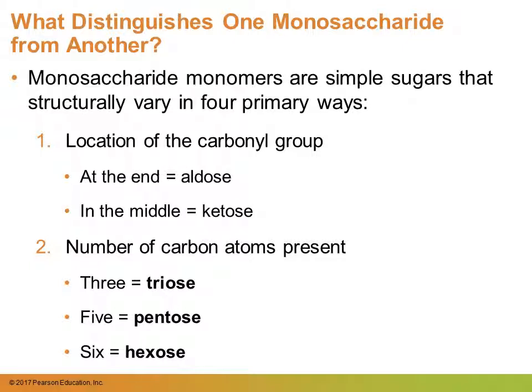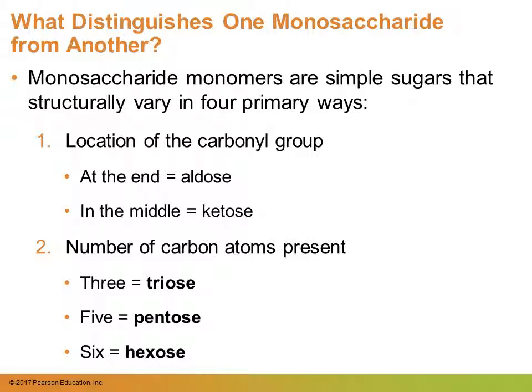Monosaccharides are simple sugars, and it says here that they can vary in 4 primary ways. I promise you'll have to know this for the upcoming test. So one way that they vary is the location of the carbonyl group. Remember, carbonyl represents the C double bond O. So you can either find it at the end of the molecule or in the middle. If it's at the end, it's an aldose, and if it's in the middle, it's a ketose. So notice all the sugars are ending with ose.